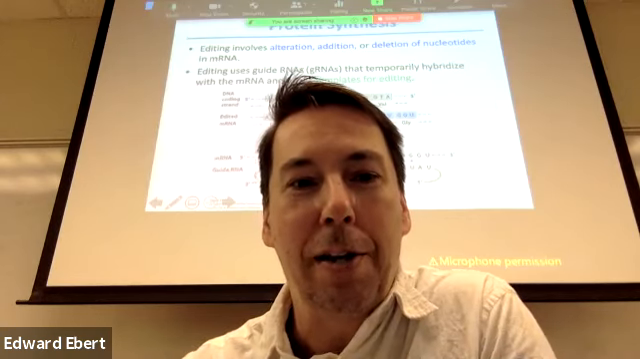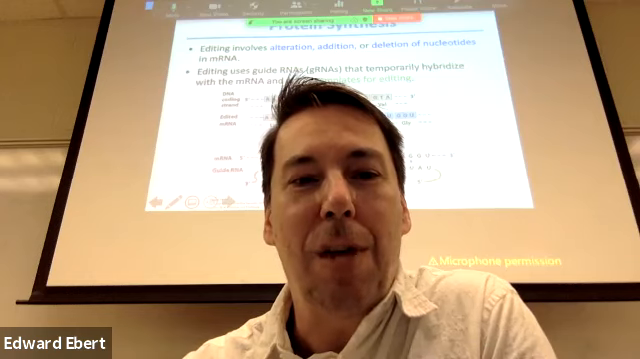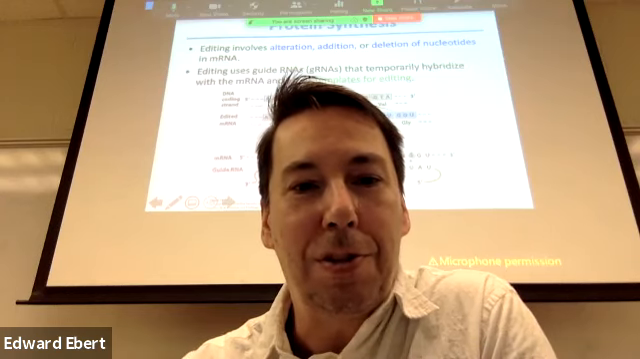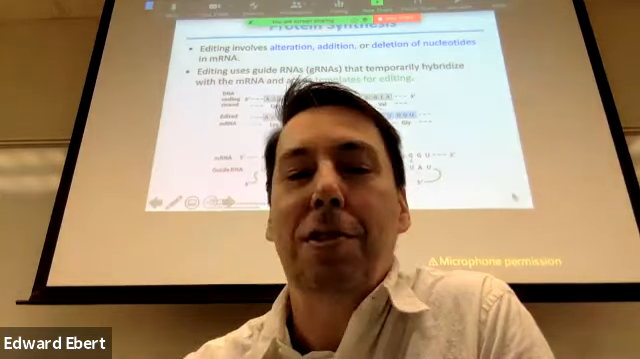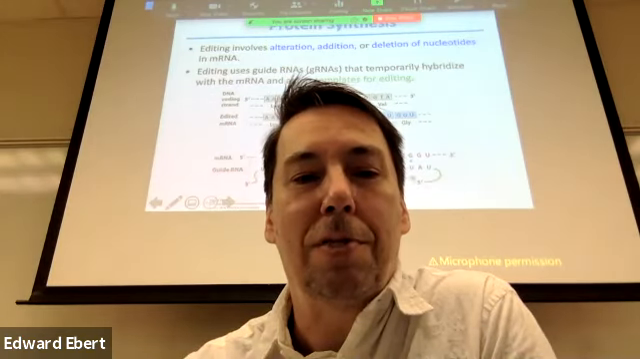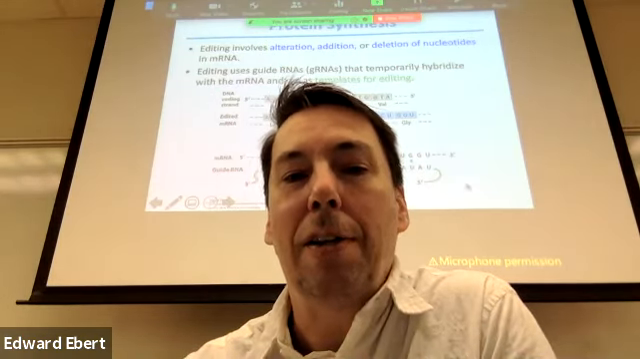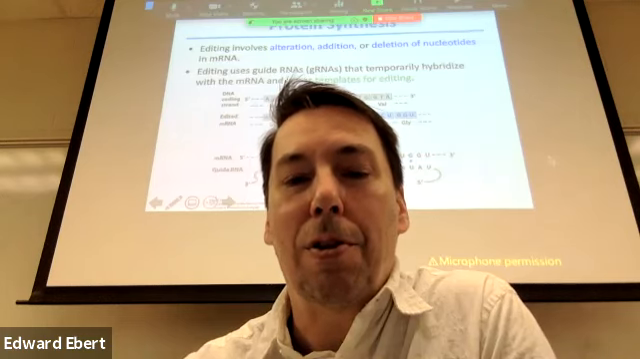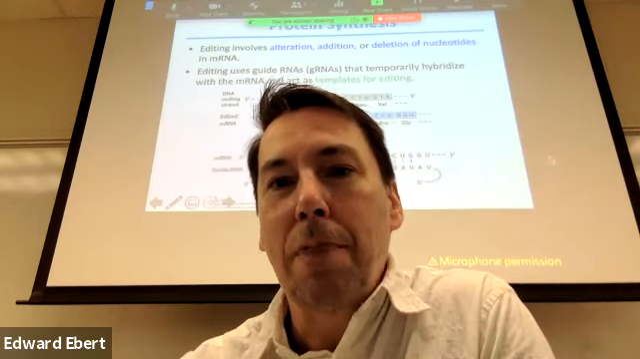Our guide RNA will bind, and you can see here we have a GU pairing, a couple of these GU pairings that are mismatches, but the rest of it is sufficient for it to bind, and that can allow the start of our editing procedure.